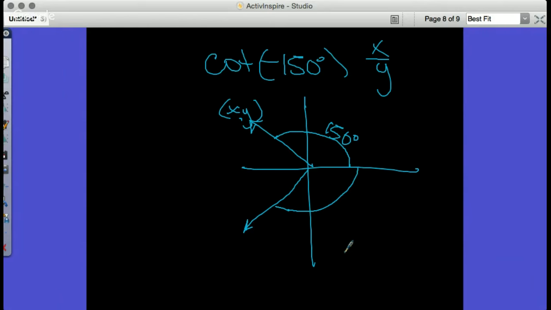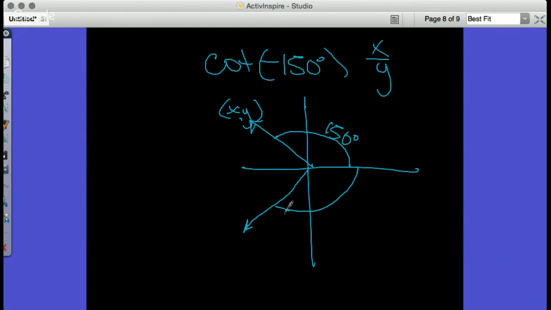Not quite. You could do 150 or 360 minus 150. You'll have a whole unit circle. 210. Is it 210? I think it's 210. Is there anyone that doesn't understand where that's at? Is everyone good on that one?